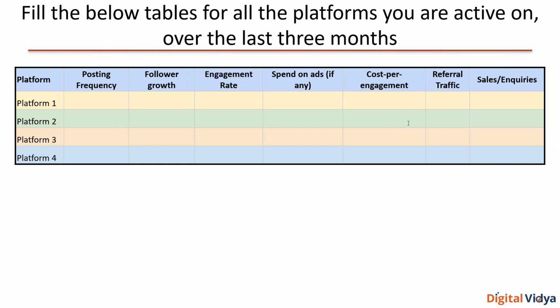Where will you find follower growth? Let's say for Facebook, I want to find, in the last 3 months, how many followers I've added. Where can I find that from? If I give you this table and ask you to fill it up for, let's say, Facebook or Instagram or LinkedIn, because you have to do the audit, how would you fill this up?